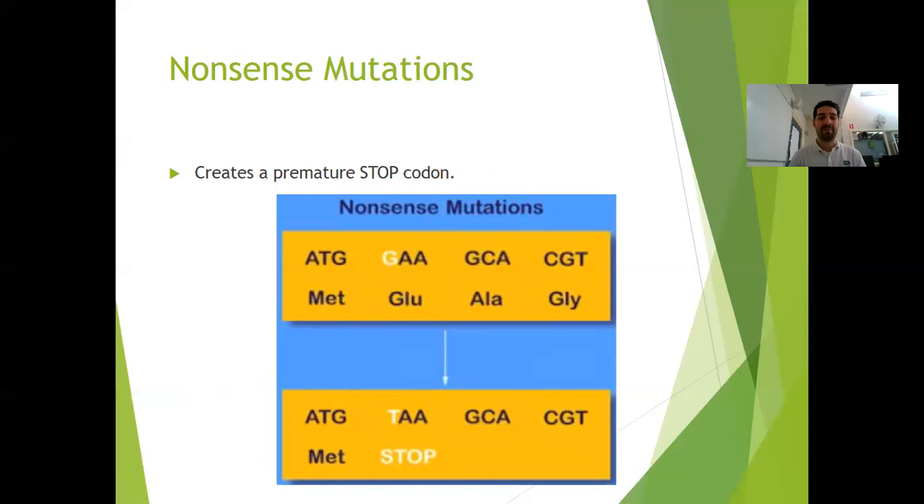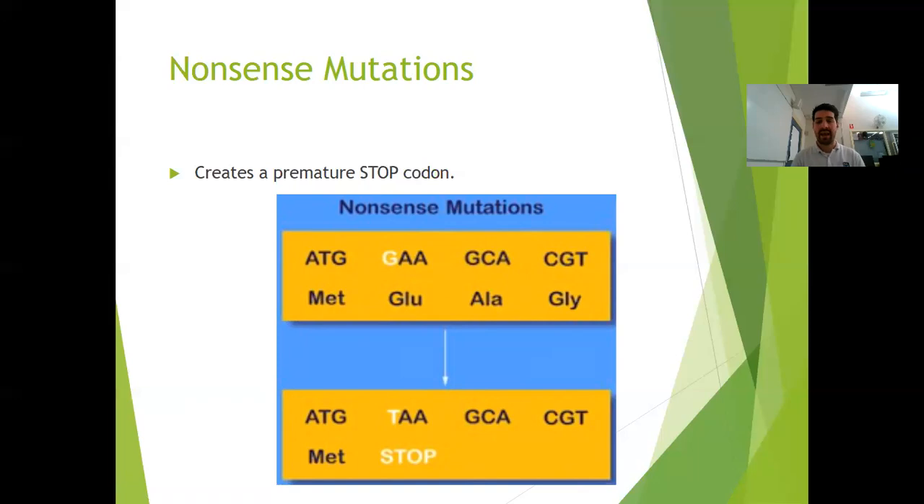The third one is when we actually make a premature stop codon. So again, we've had a substitution mutation. We've got a G being replaced with a T, but this time, instead of being glue, it's actually made a stop codon. So the impact of that is that the rest of the amino acids that were meant to be there are no longer transcribed and translated. And we end up with a much shorter protein.